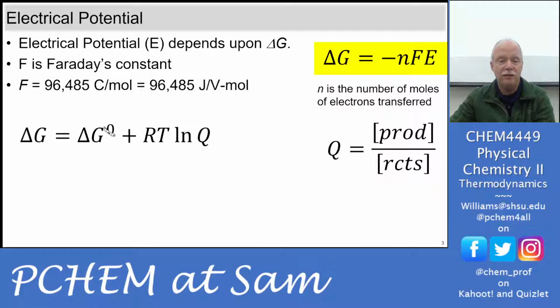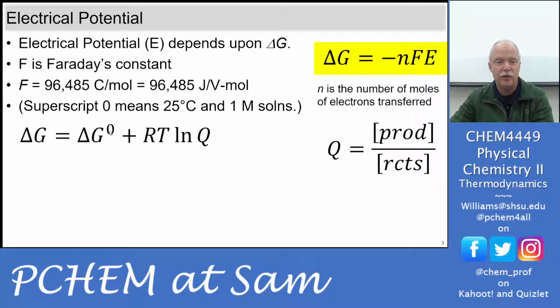Now we have this little zero here, this superscript. That superscript 0 means 25C and 1 molar solutions. So if you put 1 molar solutions in here for the products and reactants, if they're aqueous species, also 1 atmosphere if you have a gas, everything at 25C, then you would get the standard reaction potential and the standard reaction delta G.